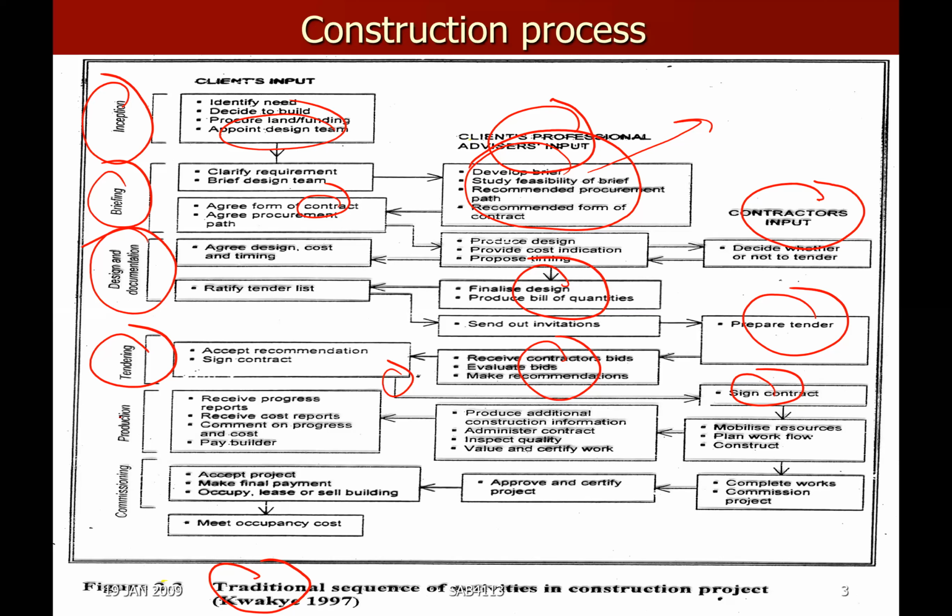Because after this period is the construction period. Production or construction is the same concept, where the contractor will mobilize the resources, plan the work, and then do the construction, monitor and control the work to fulfill the requirement of the client. Whereas the consultant will do what we call contract administration. What is contract administration? You should have learned this terminology in construction technology and project estimating.